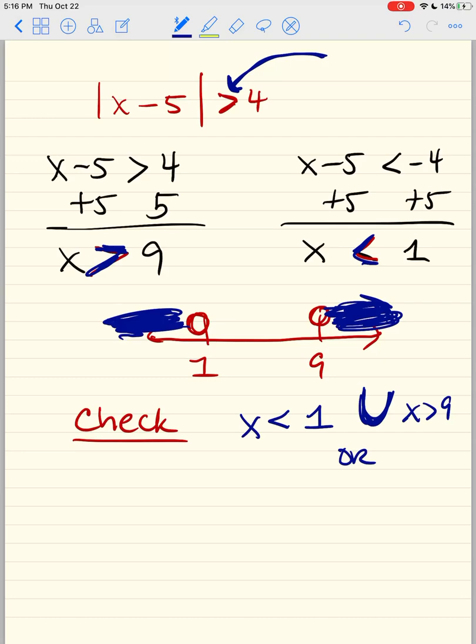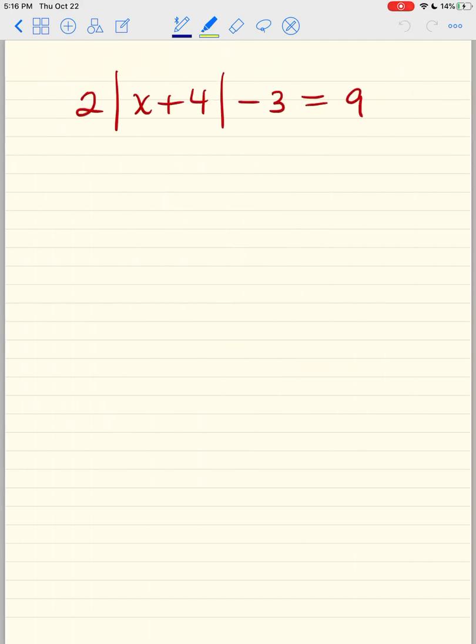If you want to check it, pick a number less than 1, 0. Okay? 0 minus 5 is negative 5. The absolute value of negative 5 is 5. 5 is bigger than 4. Great. Pick a number bigger than 9. 10. 10 minus 5 is 5. The absolute value of 5 is 5, and that's greater than 4. Wonderful. Now, just a few more because these are going to get a little challenging.